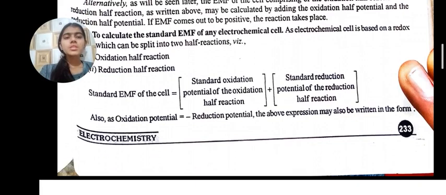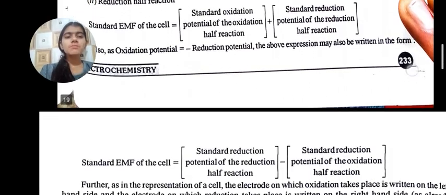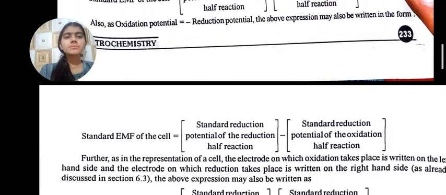Also, as oxidation potential is equal to minus reduction potential, the above expression may also be written in the form: standard EMF of the cell is equal to the standard reduction potential of the reduction half reaction minus the standard reduction potential of the oxidation half reaction.